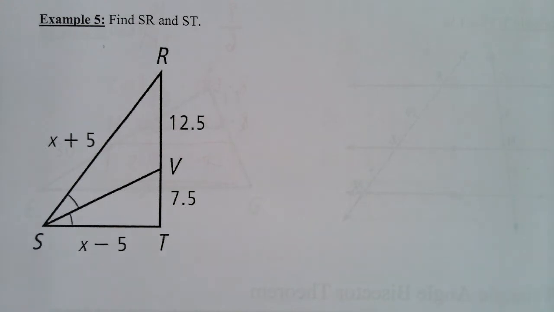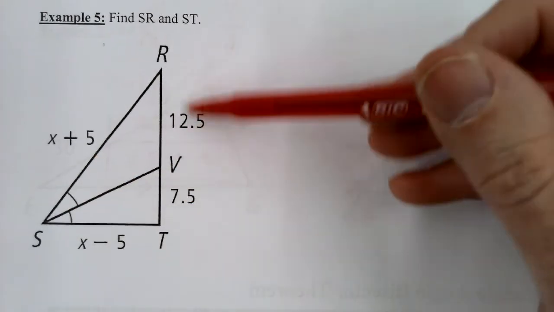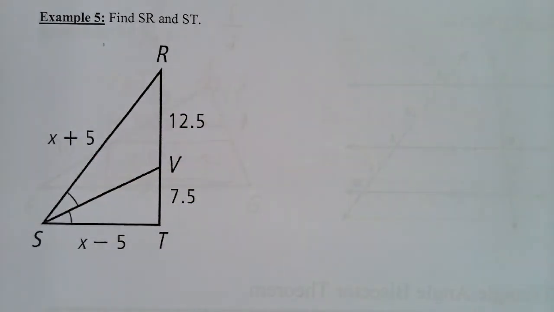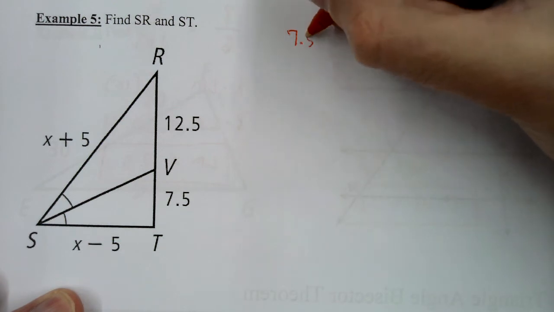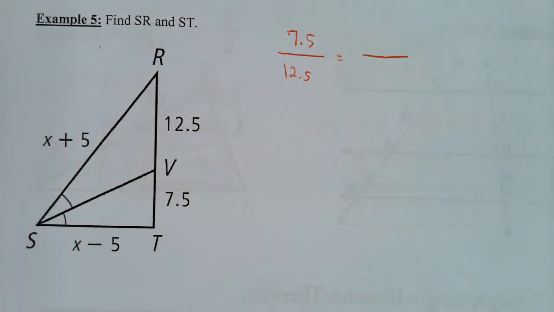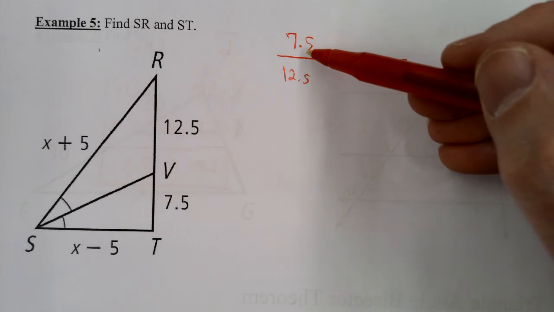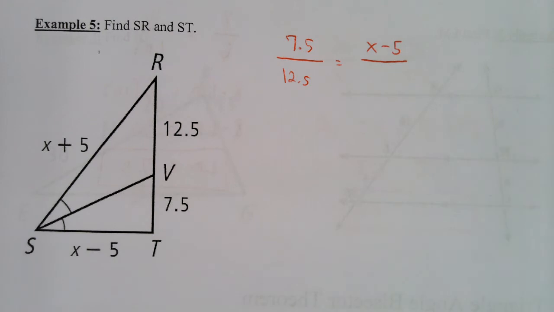So we're going to use the triangle angle bisector theorem. Okay, so start with the angle that's being bisected. In this case, angle S. Look at the side opposite that and put one part over the other. So I'll put 7.5 over 12.5. Make sure all your numerators come from one triangle. Make sure all your denominators come from the other triangle. So for my other numerator, I'm going to put the side that's right next to the 7.5, which is x minus 5. For my other denominator, I'm going to put the side that's right next to the 12.5. In this case, x plus 5.